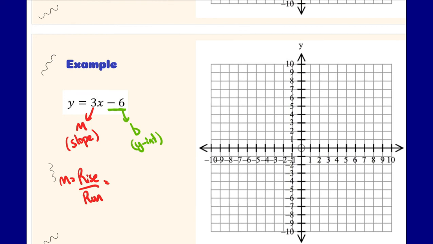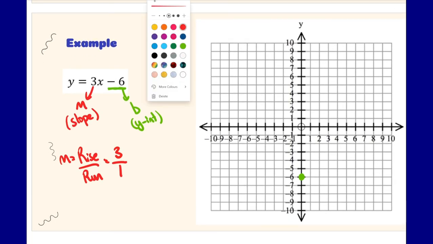So first things first, we want to graph our y-intercept, negative 6. So go to the y-axis, go down to negative 6. There's our first point. Next, we want to use our rise over run. Well, our rise over run is going to be 3. But wait, what's the bottom part? Where's my fraction? How do I turn a whole number into a fraction? Well, any whole number as a fraction is always going to be over 1. So anytime we only have a whole number as our slope, the denominator will be a 1.